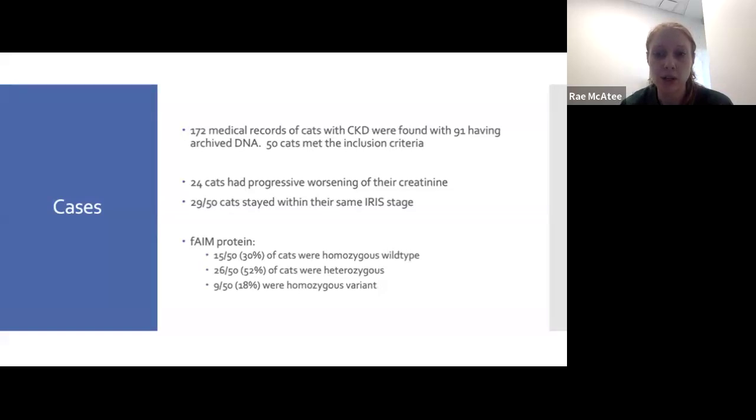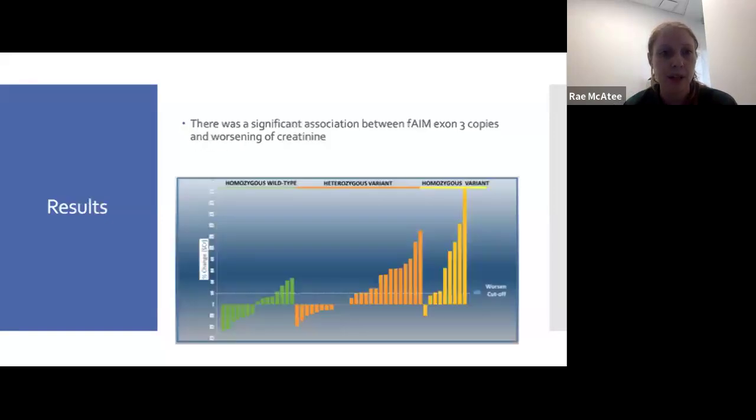So for the staging progression, they had 24% or 12 cats that progressed from stage 2 to 3. They had 2 cats that went from stage 2 to stage 4. And then they had 4 cats that improved from stage 2 to stage 1, and 2 cats that ended up improving from stage 3 to stage 2. And so overall for the AIM protein, 30% of cats were homozygous wild type, 52% of cats were heterozygous, and then 18% of the cats were homozygous variant.